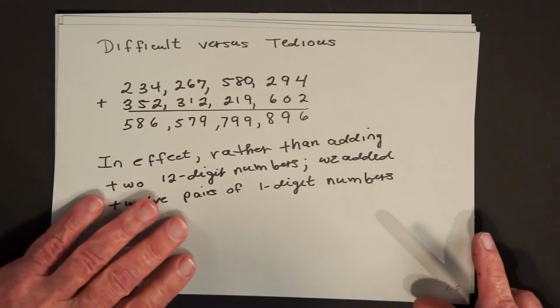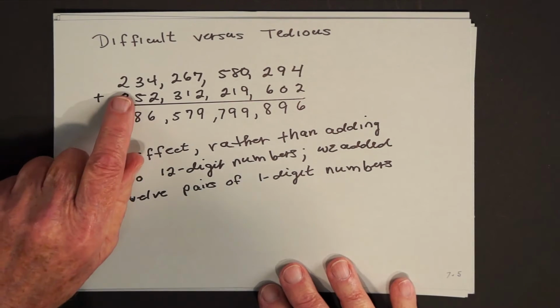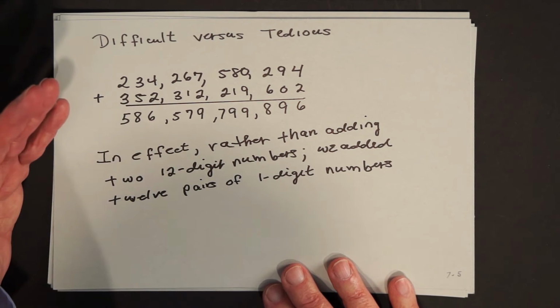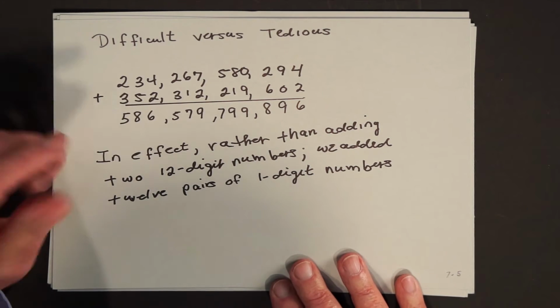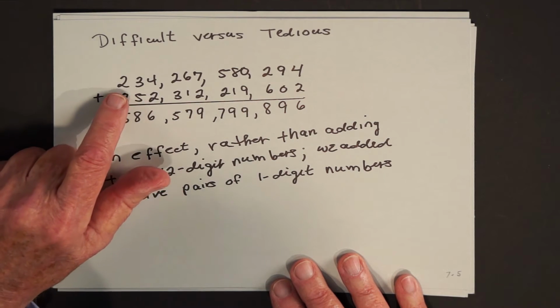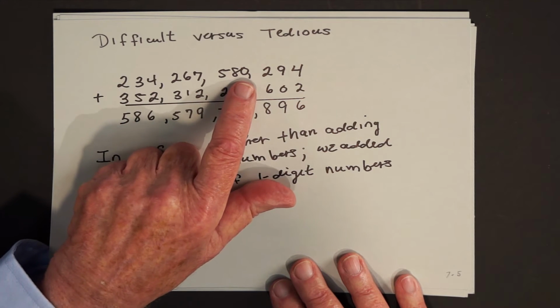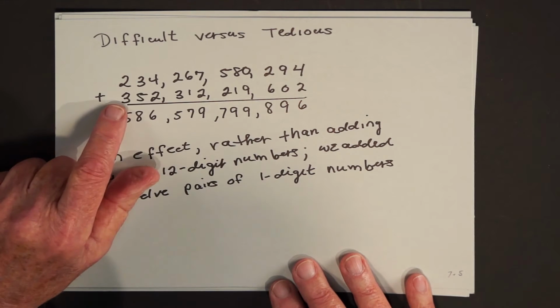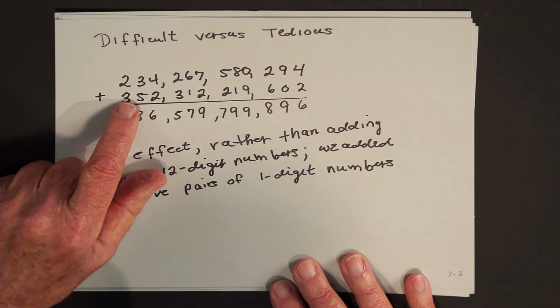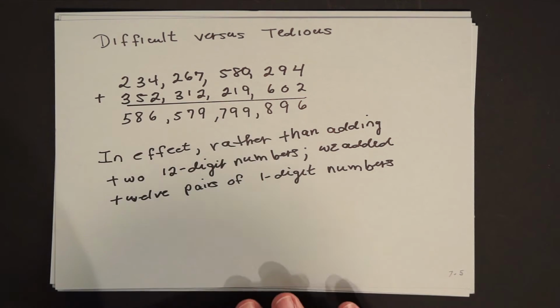And once we do that, here is where the beauty of place value really comes in. Let's suppose we wanted to add, and why we would want to do this, I don't know, but that doesn't really matter for the sake of argument here. This is what? Units, thousands, millions, billions. You have 234 billion, 267 million, 580,294, and you want to add to that 352 billion, 312 million, 219,602.